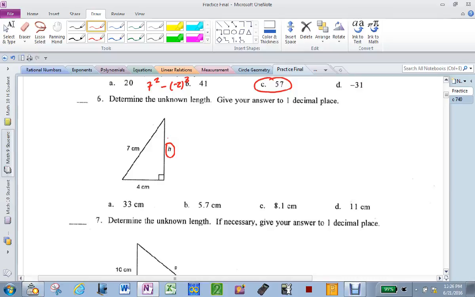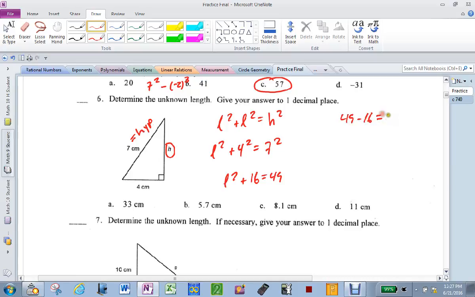Which is the hypotenuse? This is the hypotenuse. So we know it's leg squared plus leg squared equals h squared. Leg squared, because I don't know it, plus 4 squared equals 7 squared. Leg squared plus 16 equals 49. 49 minus 16 equals leg squared. 49 minus 16 is 33 equals leg squared.